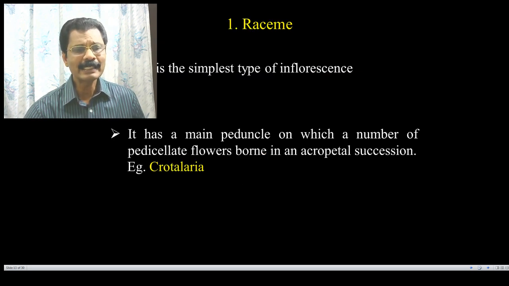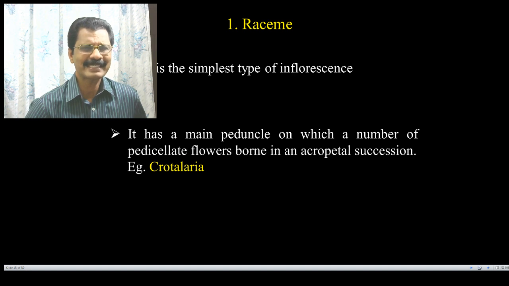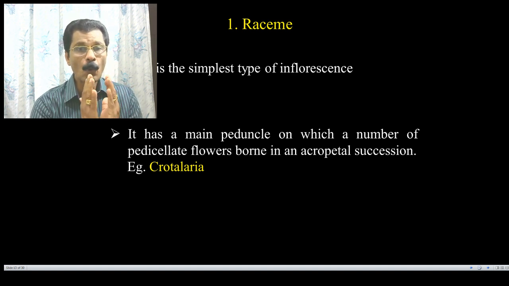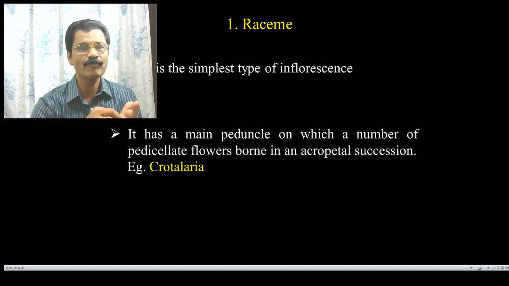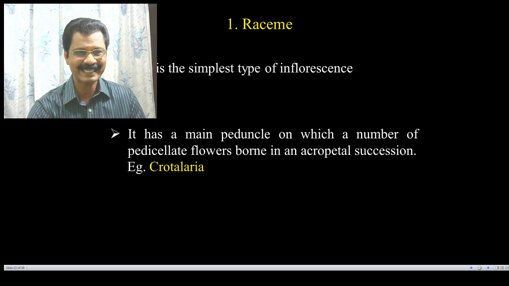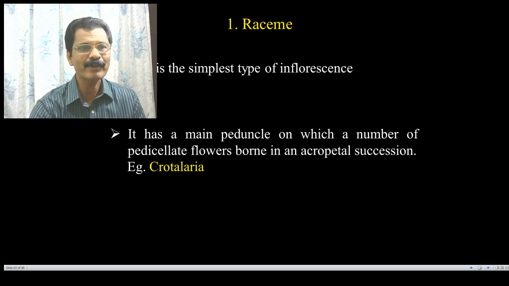What is simple raceme? This is the simplest type of racemose inflorescence. It has a main peduncle on which a number of pedicellate flowers, that is very important, pedicellate flowers, are borne in an acropetal succession. Such a type of racemose inflorescence is called a simple raceme.